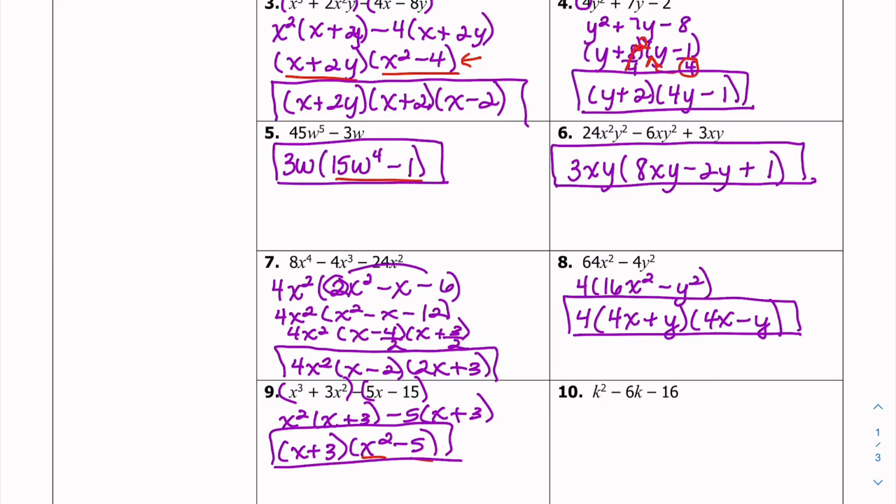Factors of negative 16 that add up to negative 6 are, let's see here, negative 8 and positive 2. These are not perfect squares, so that's it. Basic trinomial, and that's it.